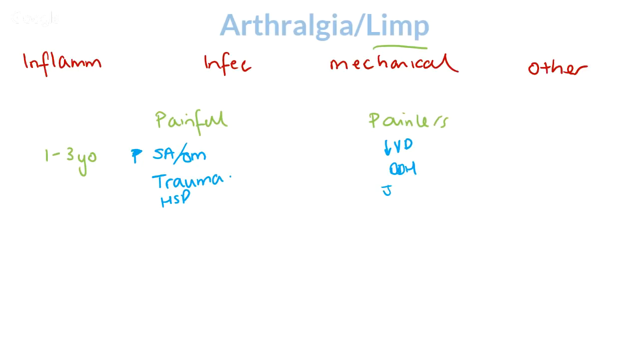Another common one is JIA. JIA can present in many, many different ways. It can present with pain in some cases, but a common presentation is a painless limp as well. Okay, how about if we now go to the 3 to 10 year old age group?